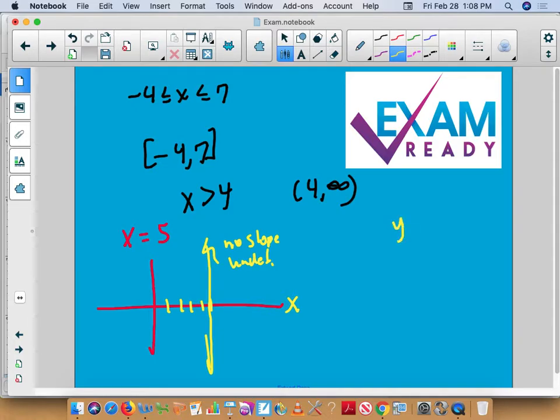If you have y equals 3, go through the y-axis, 1, 2, 3. That one's horizontal. But you see how I knew to go through y equals 3? Does it have a y-intercept? Yes. It doesn't have an x-intercept, it has a y-intercept.